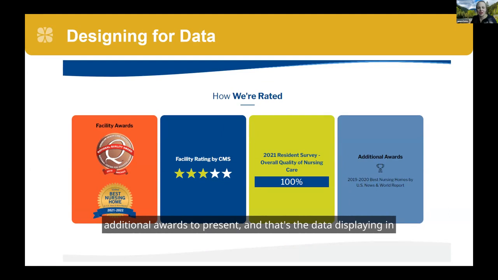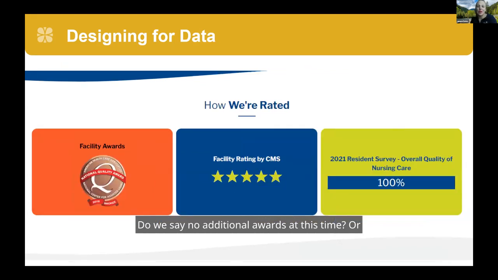And that's the data displaying in the 4th blue card here. Does it just appear empty? Do we say no additional awards at this time? Or can we simply remove it from displaying and have 3 remaining cards fill the width of the screen? How would that look? So this data is being pulled automatically from a data field, so it won't be manually managed. So the design will have to adapt automatically to account for the variances in data between facilities.